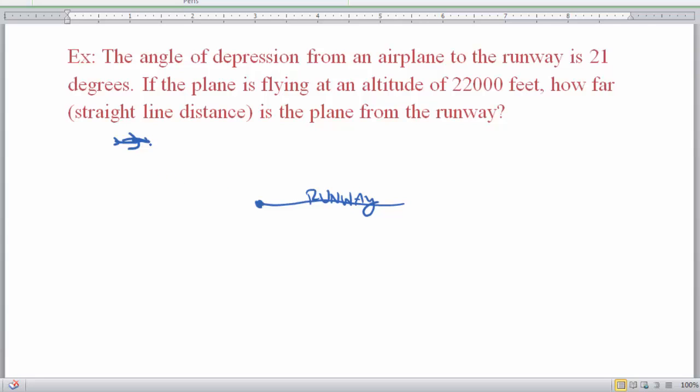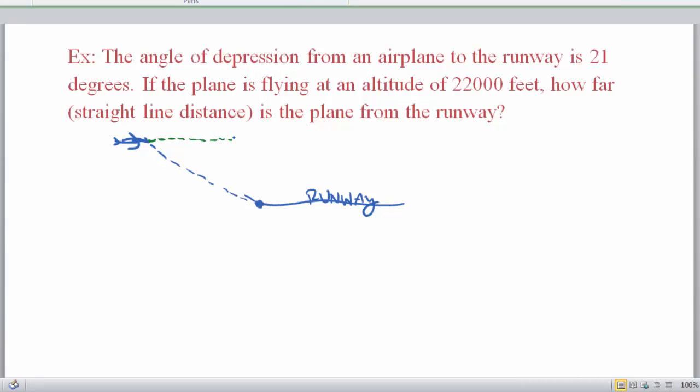This is the runway. And the angle of depression from the plane to the runway would be 21 degrees. And again, this is where people make the mistake a lot of times. What they do is they draw in this vertical line here, but you don't want that. Remember, what we said was the angles of elevation and depression are always drawn with the horizontal. So that angle, measured against the horizontal down to the runway, is your 21 degree angle. And the plane is flying at an altitude of 22,000 feet.